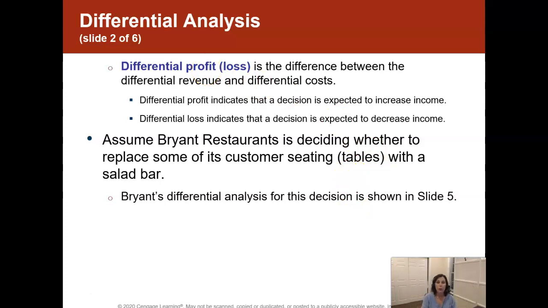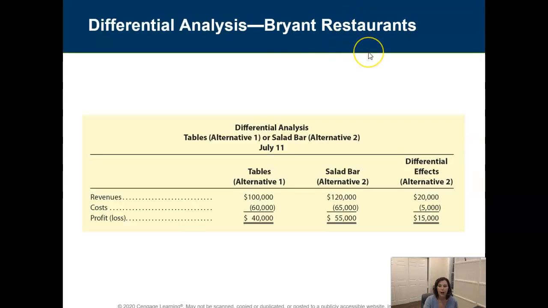So we're going to jump right into a brief example here. We've got Bryant Restaurants, and they're trying to decide whether to replace some of its customer seating with a salad bar. And so what you see here is a 3-column format. We've got revenue and costs associated with both alternative 1 and alternative 2. Then if you look in column 3, we've got the differential effect of alternative 2, which is represented in column number 3 here.